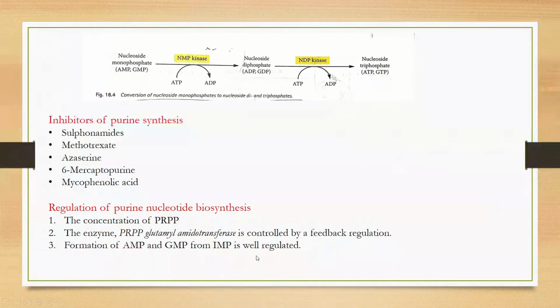It should be noted that synthesis of AMP from IMP requires GTP as the energy source, while synthesis of GMP from IMP requires ATP as the energy source. This reciprocity balances the synthesis of AMP and GMP. In other words, when there is adequate ATP in the cell, GMP will be synthesized from IMP, and when there is sufficient GTP in the cell, AMP will be synthesized from IMP.